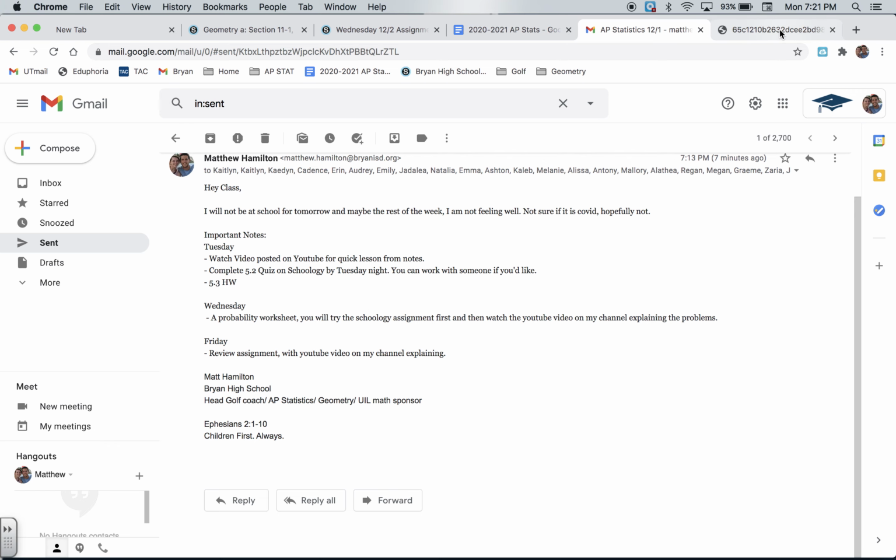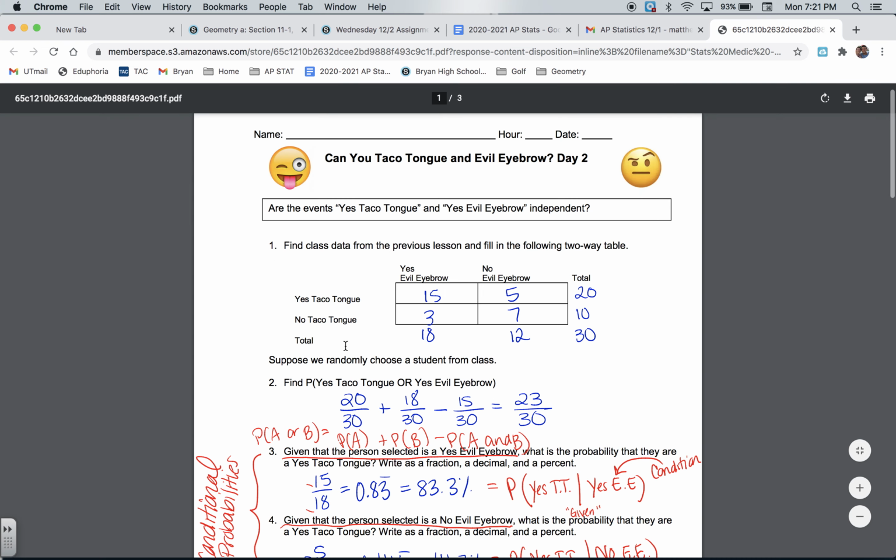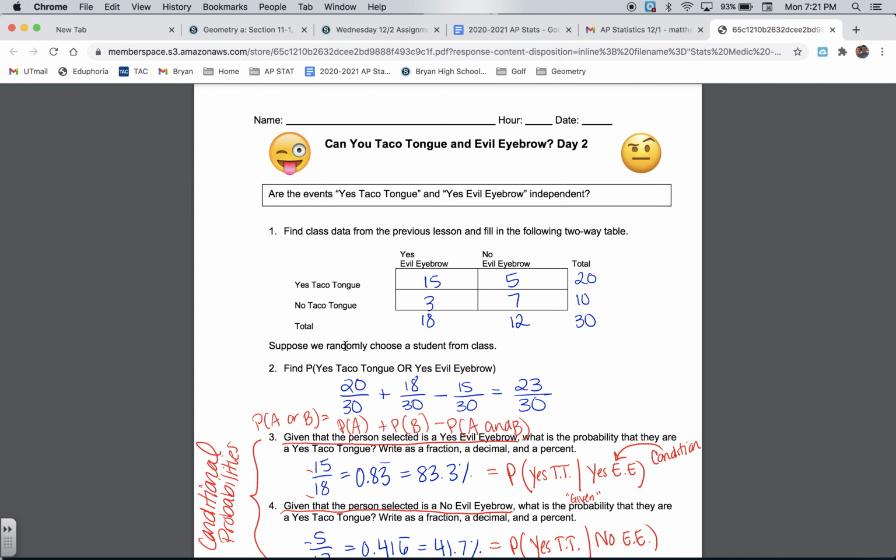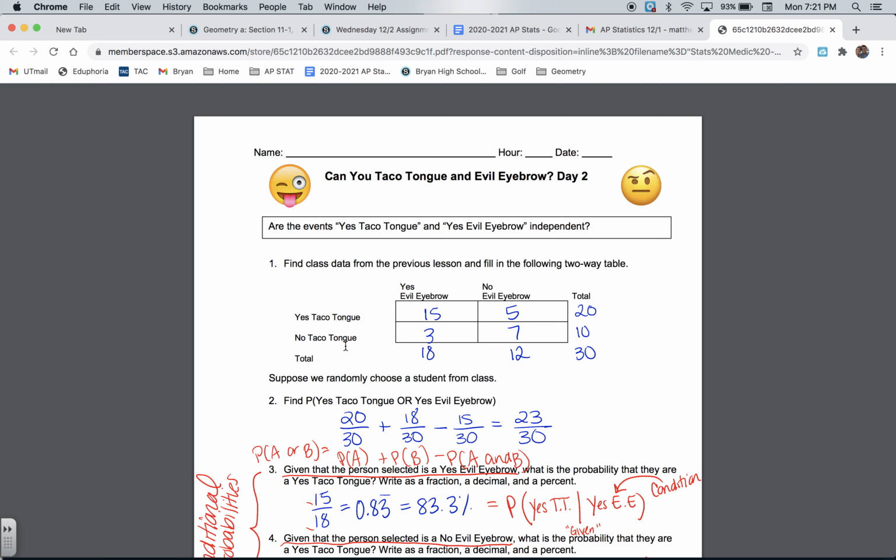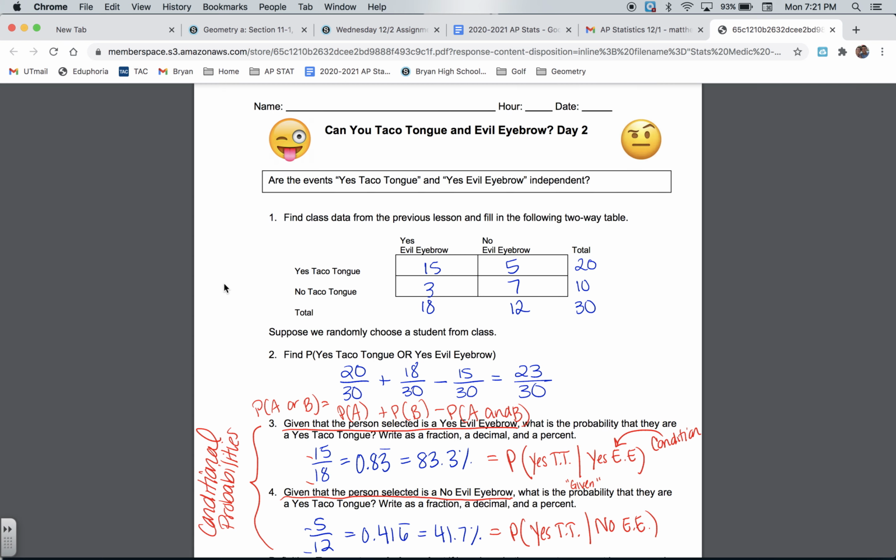All right. So let's see. So here are the notes, the second to last notes page on our notes packet, probability. The main thing I want to talk to you about is conditional probabilities and independent events. So how do we tell if things are independent?